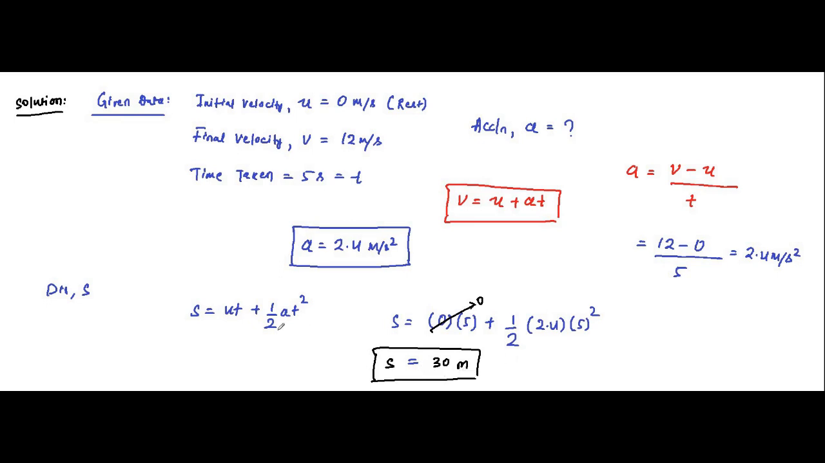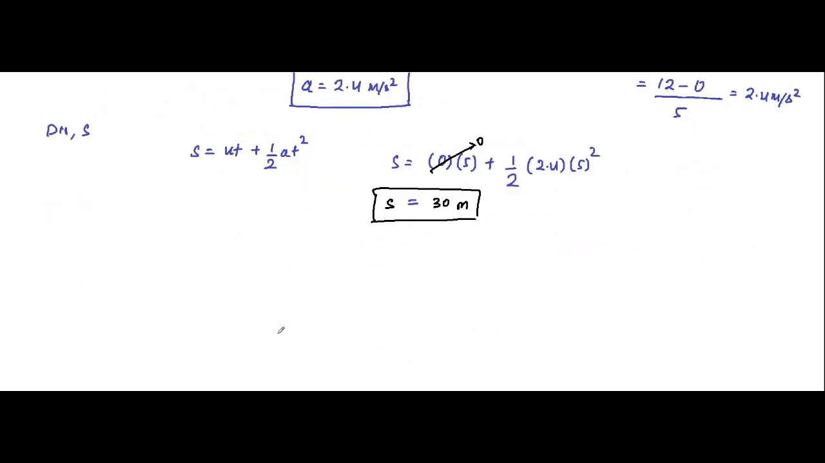Okay, there is also another way in which we can determine this. If you remember the third equation of motion, v square minus u square is equal to 2as. If we use this equation of motion and substitute the values, final velocity is 12, initial velocity is 0, here it is 12 square minus 0 square is equal to 2 into acceleration, 2.4, into s.